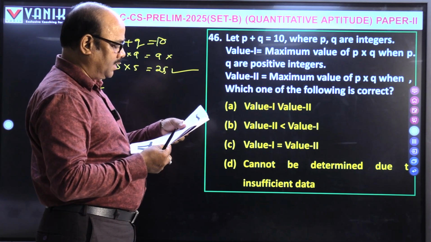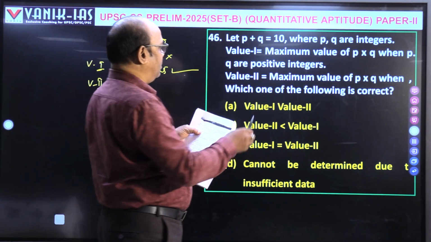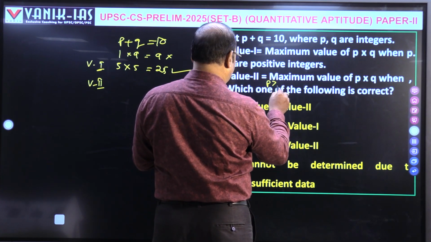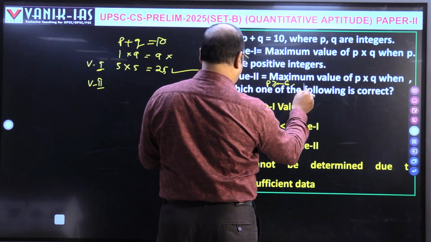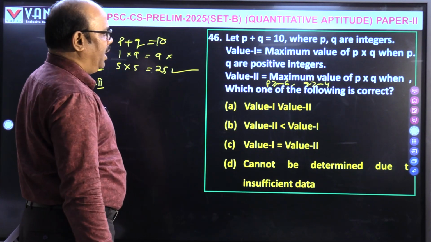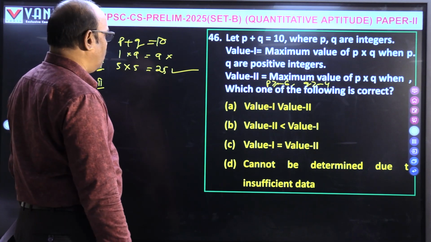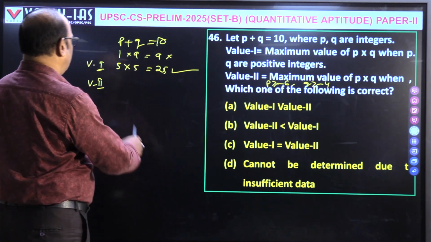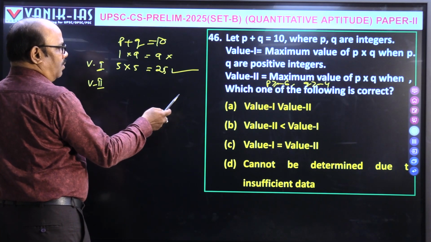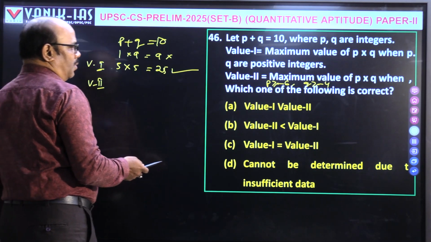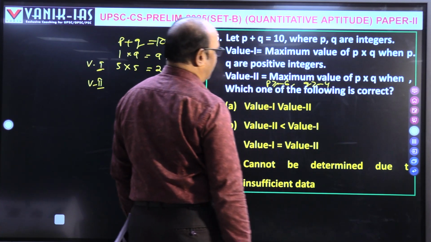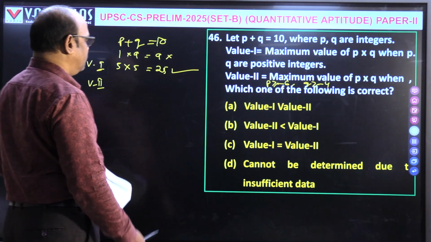46. Maximum value of P into Q when P is greater than or equal to minus 6 and Q is greater than or equal to minus 4. So what would the answer be? If it is minus 6 and minus 4, the multiplication of P and Q will be positive, so 6 into 4, that is 24 is coming.